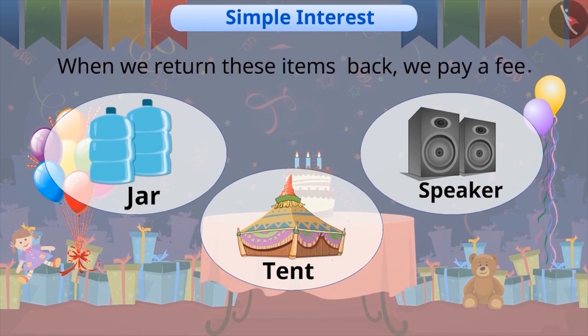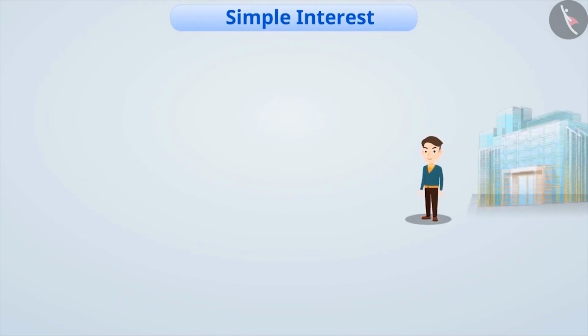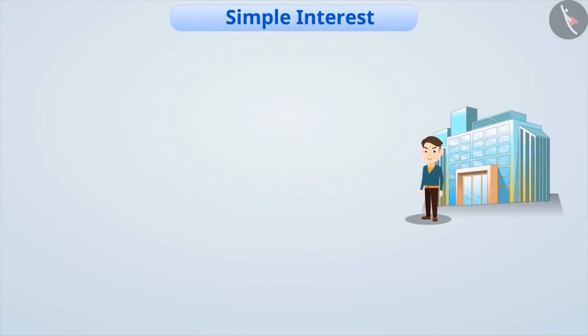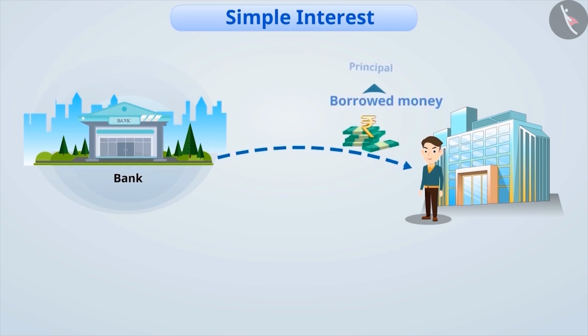Similarly, sometimes it becomes necessary to borrow money just as we borrow these items. Like if a person wants to start a business but doesn't have the sufficient money, then he borrows money for some time from a bank or a person. The money which is borrowed is called the principal.